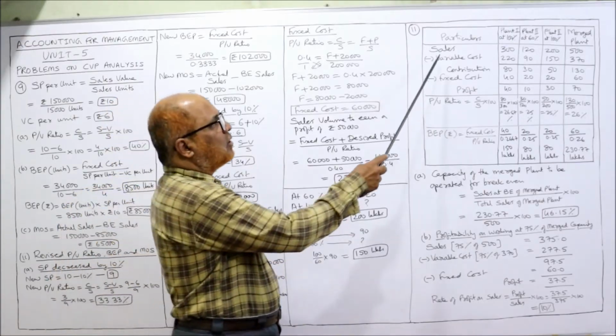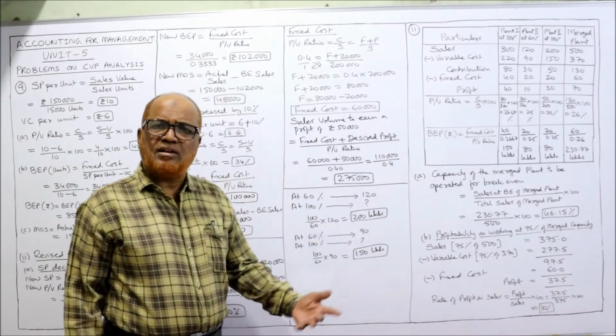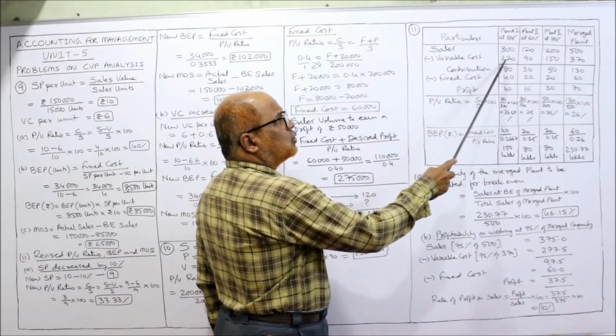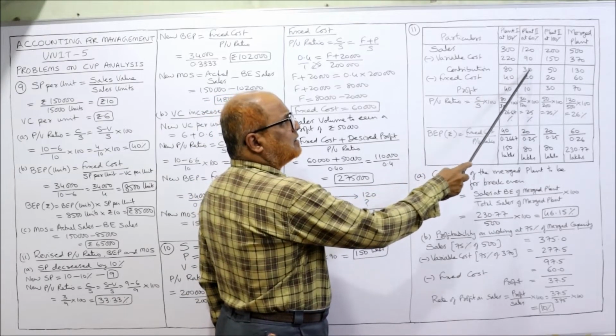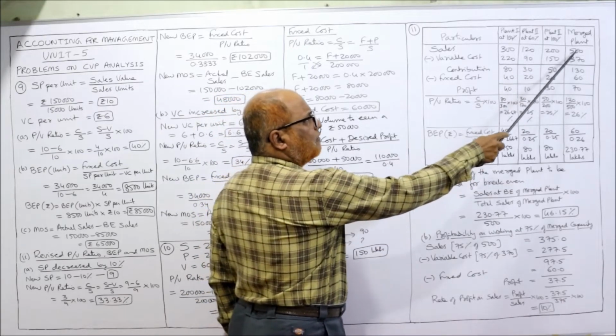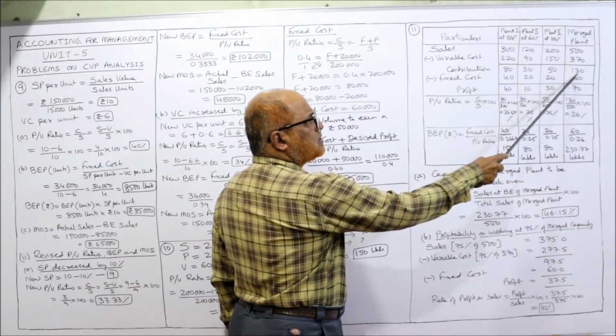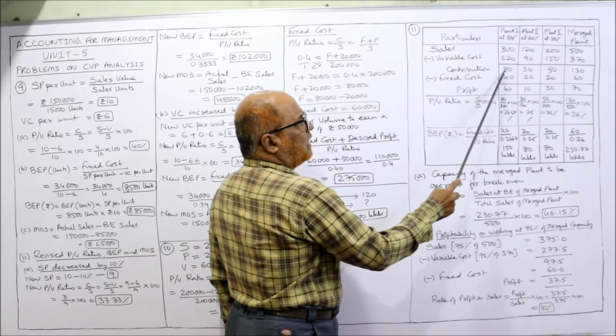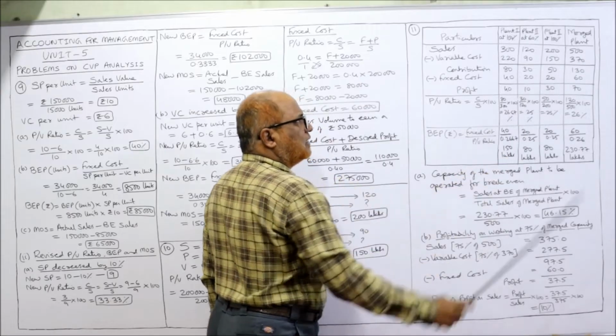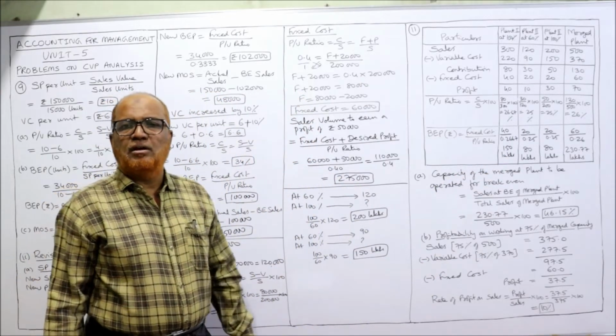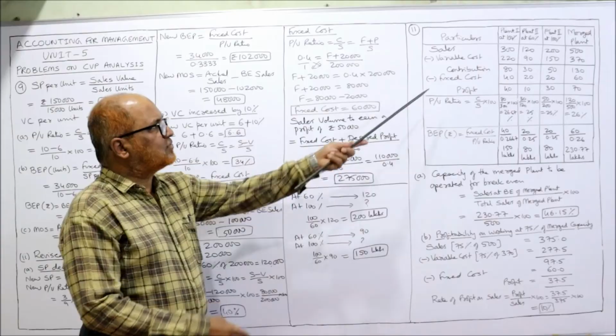Sales minus variable cost, what we get? Contribution. Subtract. 300 minus 220, 80. 120 minus 90, 30. 200 minus 150, 50. 500 minus 370 is 130. You can cross verify. 80 plus 50 is 130. Calculations are right. Minus fixed cost, less fixed cost.